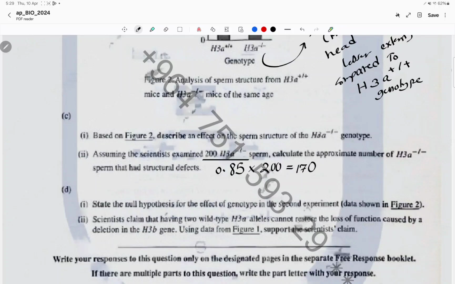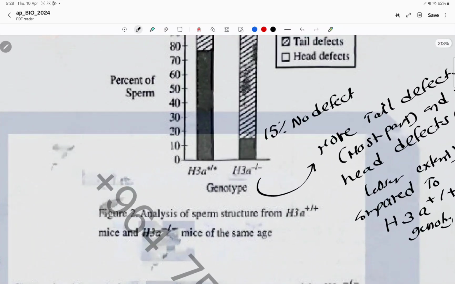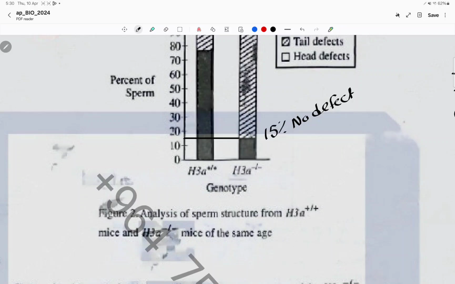Wait. Yeah. You just have to draw the no defects to the thingy. Why would you get 0.85? Well, 15% no defect. How much is the defect from 100%? What do you think? Sure. Like 85%? 85% is different. Yeah, because the whole thing is 100%. Yeah.